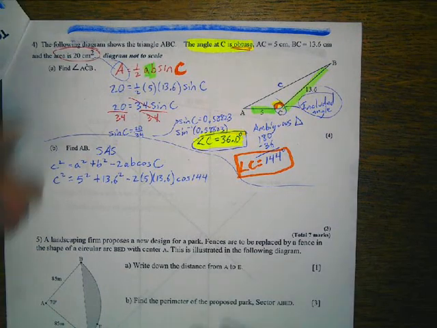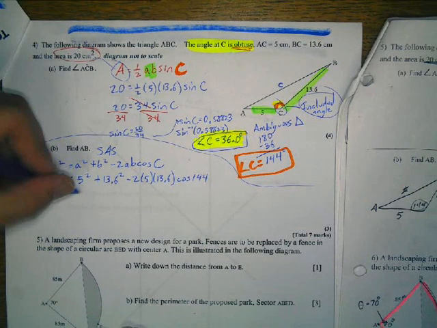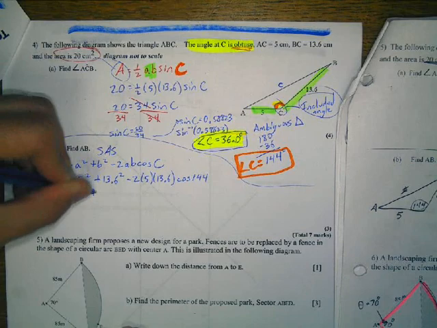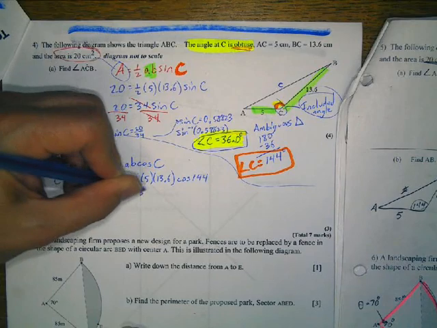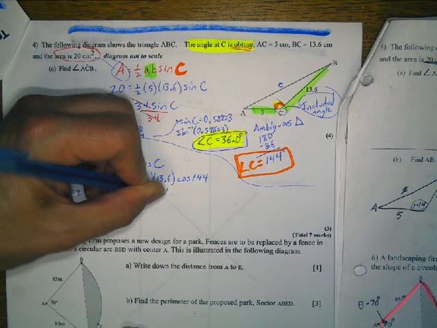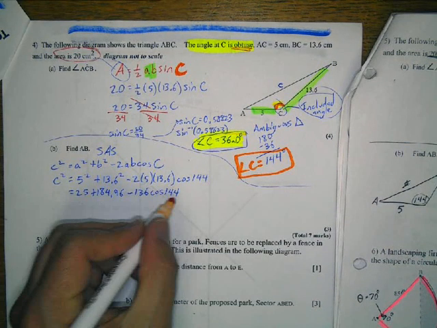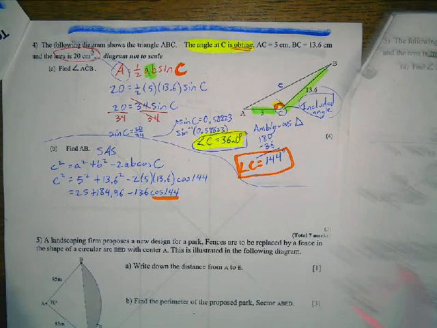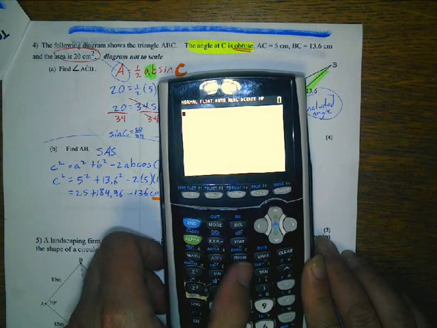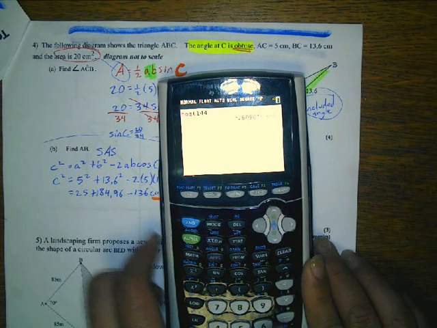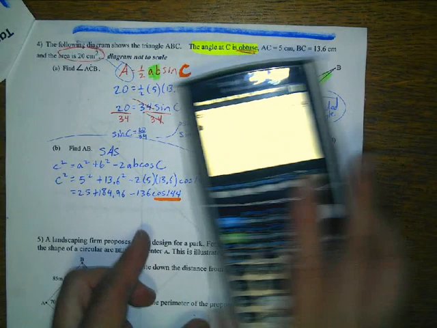Okay, and I'm going to type that into my calculator, and then I'm going to get 25 plus 184.96 minus 136 cosine 144. Now, be very careful, because if I hit cosine of 144, we're going to get a negative number. If I do cosine 144, we get negative 0.809, whatever.